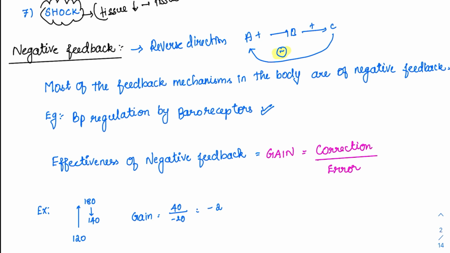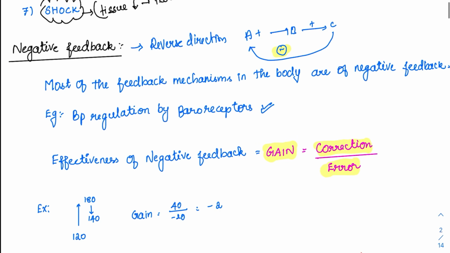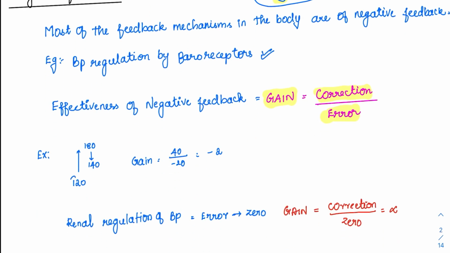And the effectiveness of any negative feedback mechanism is given with the help of a formula called gain. Gain is nothing but correction upon error. For example, let's take the BP measurement. Suppose somebody's BP shoots from 120 to 180, maybe they are exercising. The baroreceptor will, after some time, try to bring it back to normal. It brings it back to around, say, 140. Usually it does not bring it back to the exact same value immediately. So the gain here is correction by error. How much has it corrected? From 180 to 140 it has corrected. So the correction is 40.